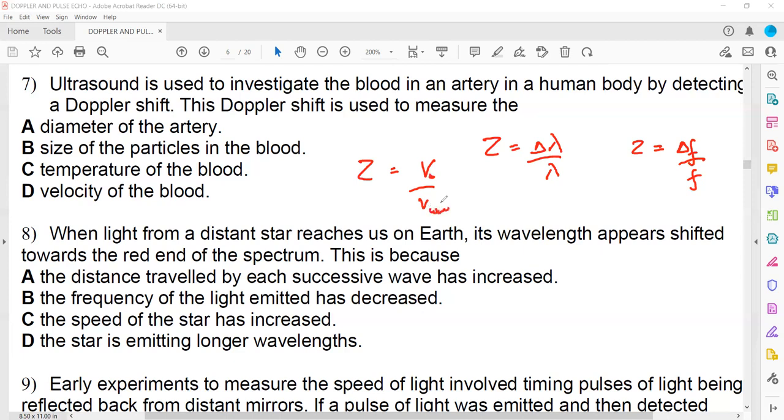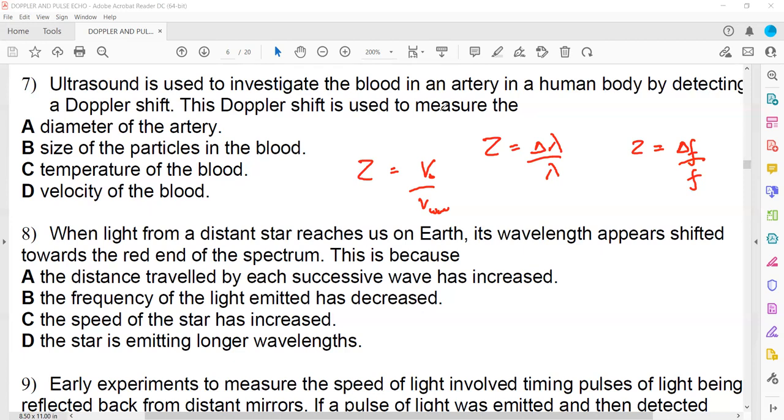wave which we use. If we use light wave or radio wave or microwave, it will be 3 times 10 to the power 8, but ultrasound will have different speeds in different media. So the question is, the Doppler shift is used to measure what? What is the purpose of the Doppler shift?